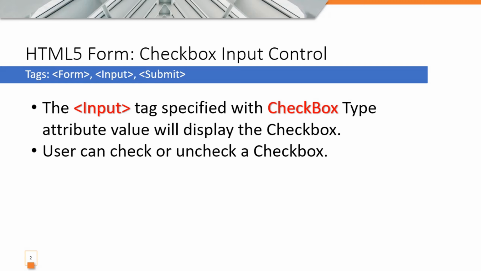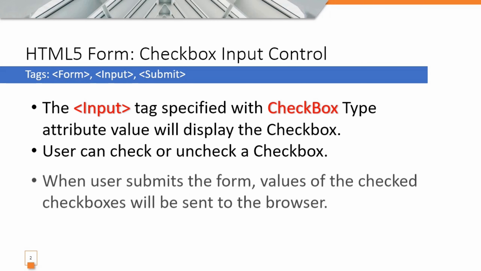User can check or uncheck a checkbox. That means if they click on that label or the square portion of the checkbox, the check mark will flip. That means when it is in checked state, it will go unchecked. When it is in unchecked state, it will go in checked state.